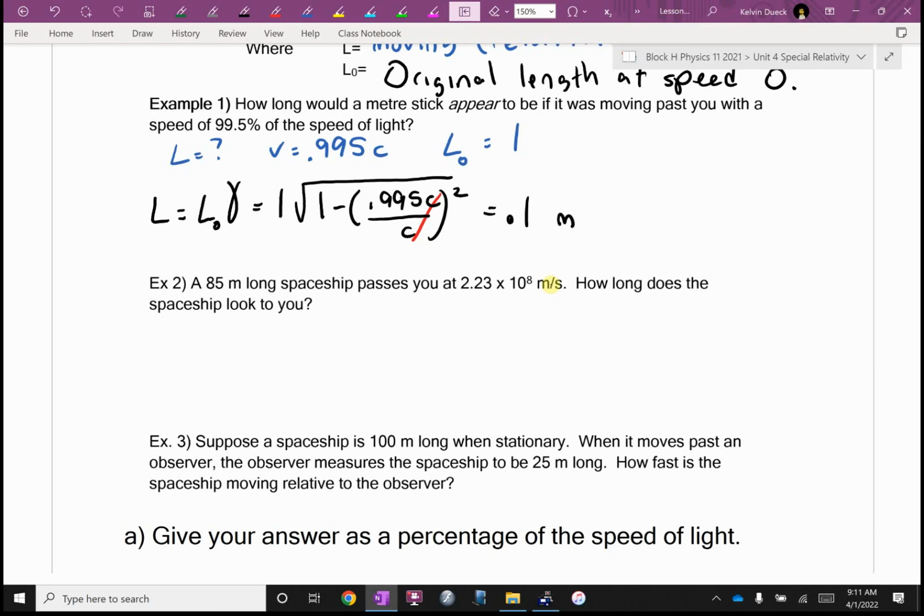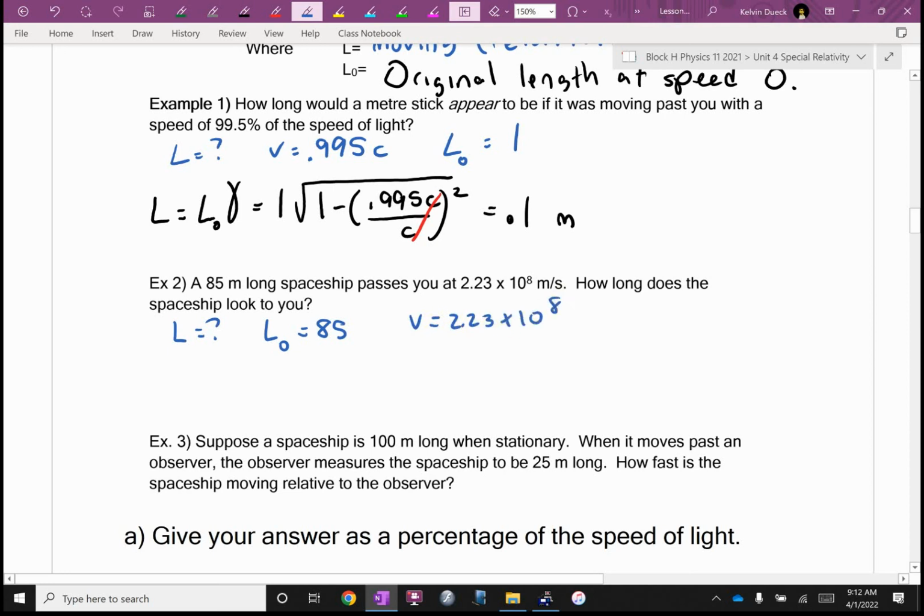Anyways, I like example 2. An 85 meter long spaceship passes you at 2.23 times 10 to the 8th meters per second. How long does the spaceship look to you? I think that 85 is when it was at rest, because it's asking how long it looks to us. The spaceship is moving. I think it's asking us to figure out the relativistic length. I think this is asking us to find L. The original length at rest was 85. V is 2.23 times 10 to the 8th.